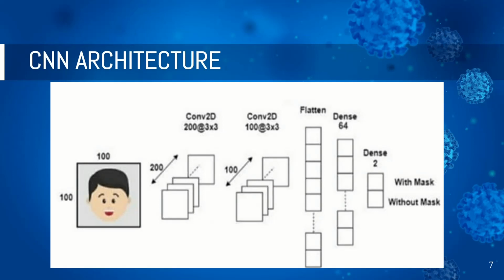This works mainly to detect the features, and the third step is flatten. Flatten converts the 2D feature maps from the convolution layers into a 1D vector. Then there are two dense layers where the final classification is made. The first has 64 neurons and the second has 2 neurons, representing the classes with mask and without mask. This explains the architecture and the function of each part.